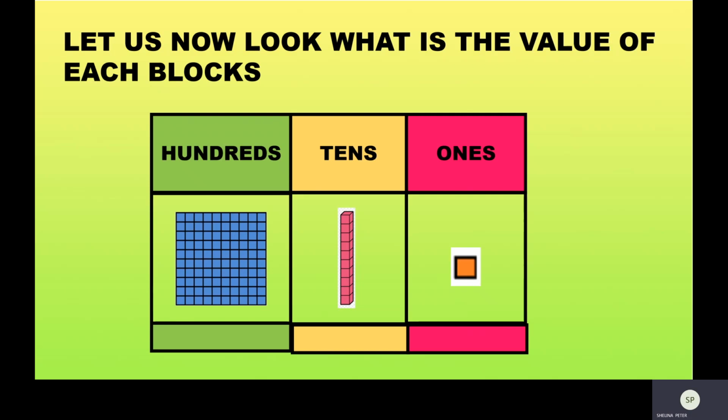So once you know the names of the block used to represent ones, tens and hundreds, let us look at the value of each block. So what are we going to do right now? We're going to look at the value of each block. So first of all, we have ones. What is the name of this block? Unit block. Yes. And what is the name of this block? A long block. And what is the name of this block? A flat block.